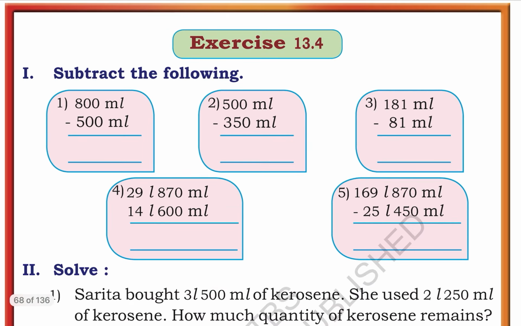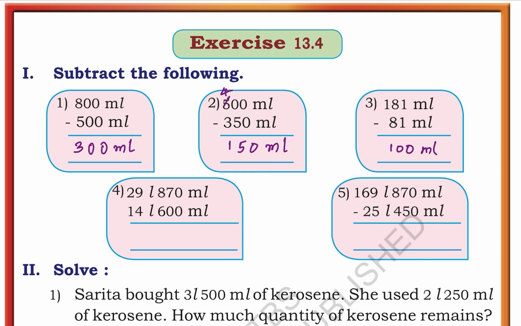Exercise 13.4. Subtract the following. Question number 1, given in milliliter only, single unit, that is milliliter. 0 minus 0 is 0, 0 minus 0 is 0, 8 minus 5 is 3, 300 ml. Second one, 0 minus 0 is 0, 0 minus 5, can't subtract, borrow 1, 10 minus 5 is 5, 4 minus 3 is 1, 150 ml. 1 minus 1 is 0, 8 minus 8 is 0, 1, 100 ml.